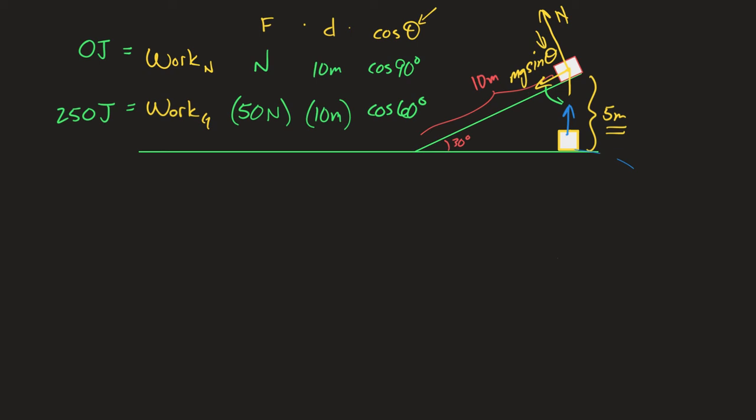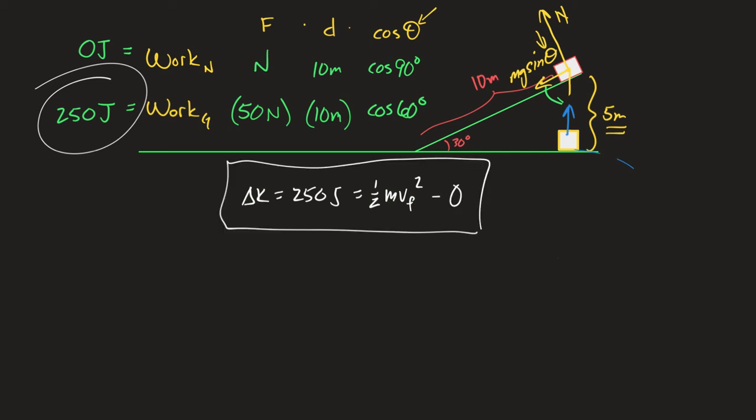So, I'm not asking for you to do very much. If the box slides down the ramp, what is the change in the kinetic energy of the box? I said this like 20 times out loud. 250 joules. So, change in kinetic energy, 250 joules. You can figure out how fast it's going. Come on. Keep up with me.